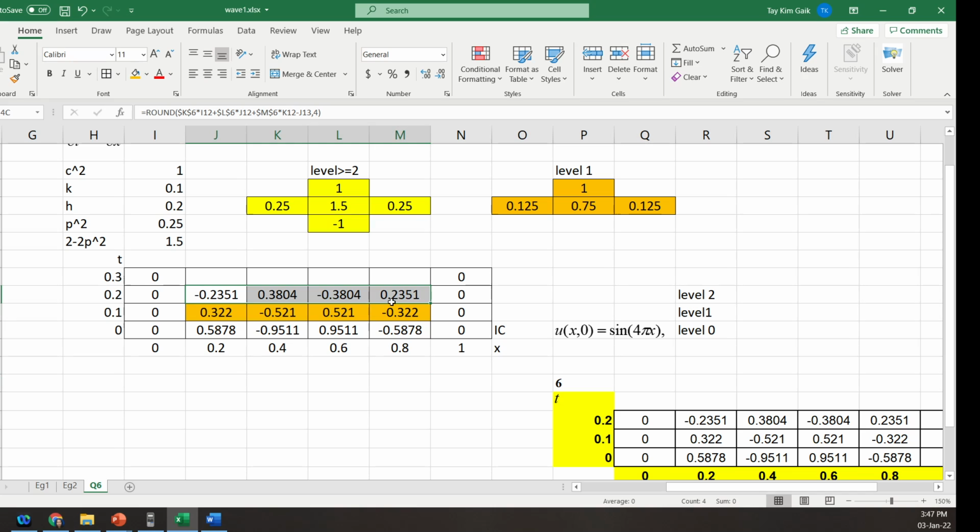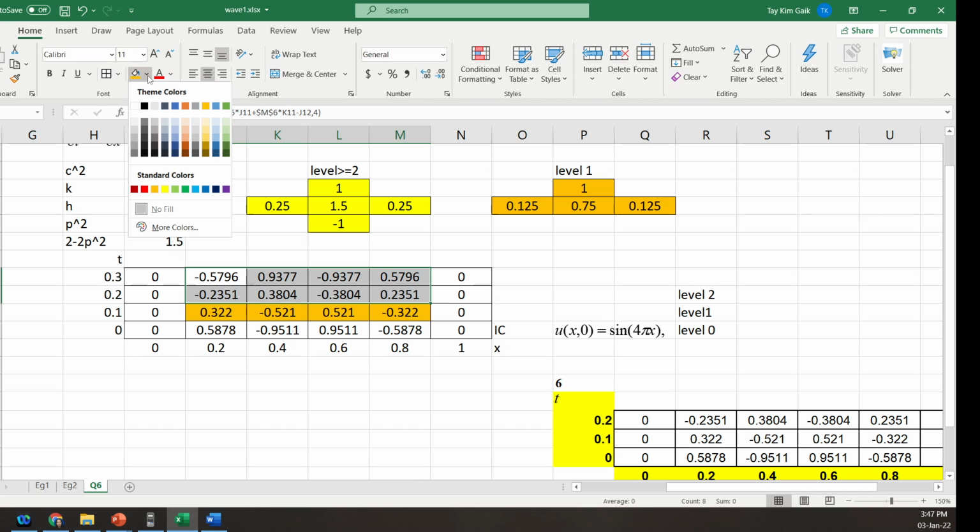So the question asks up to level 2. If you want to calculate level 3, you can select your whole level 2, then you can complete as many rows as you want. So this is question 6, where we calculate all of this using the yellow color molecule.